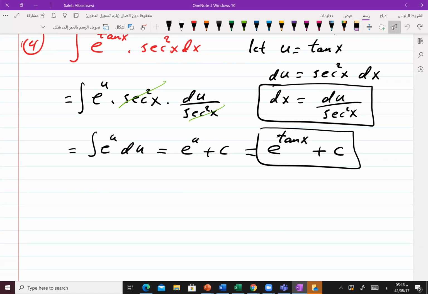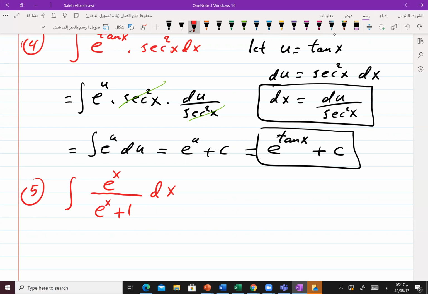One more. Example number 5. What is the integration of e to power x over e to power x plus 1 dx? I have e to power x up and e to power x plus 1 down. So let's see how to find this integration.